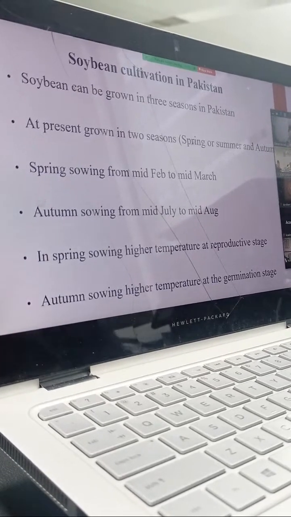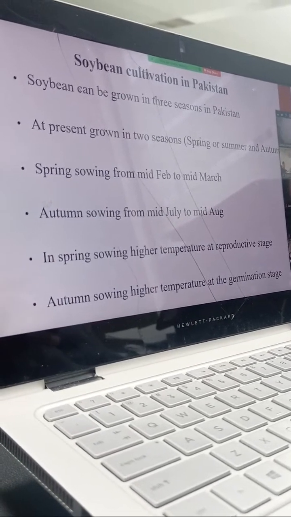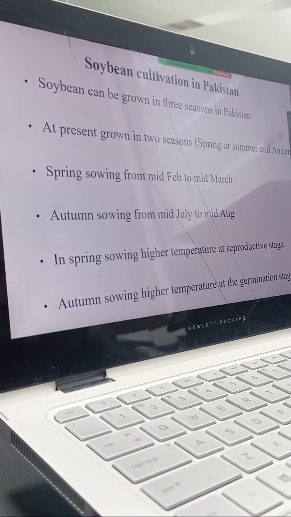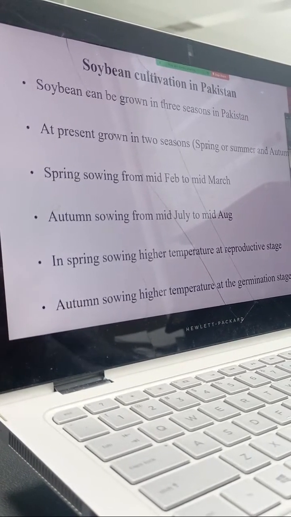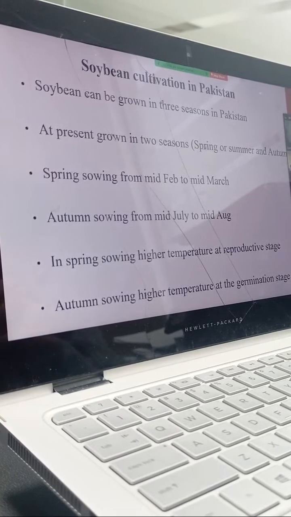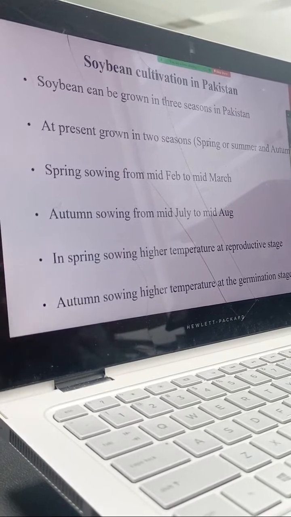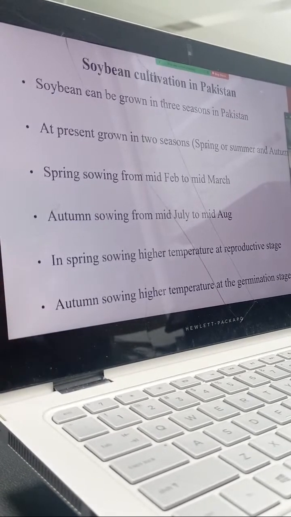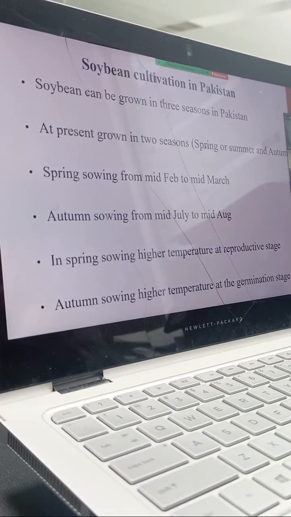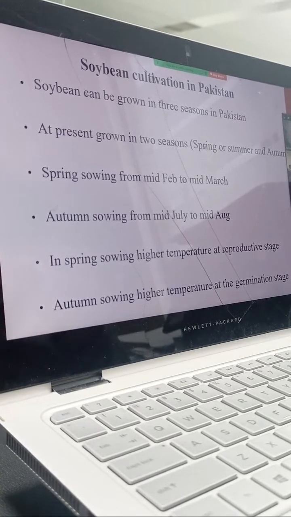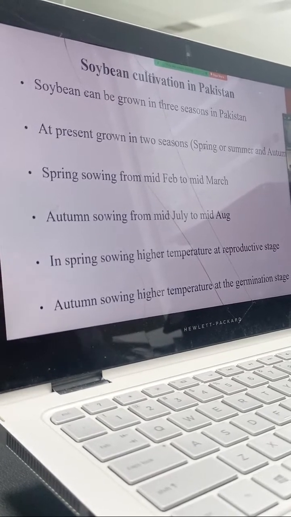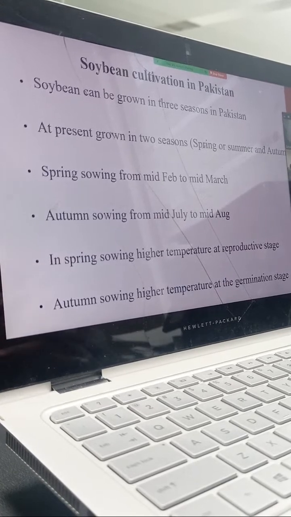Now, these two seasons have really different dynamics. If you see in the spring season, higher temperatures occur at the time of grain filling, or terminal heat stress, because mostly the crop is maturing in the months of May, June or July, and this is the time of the year when the temperature is highest in Pakistan.